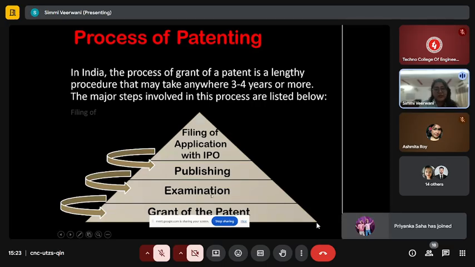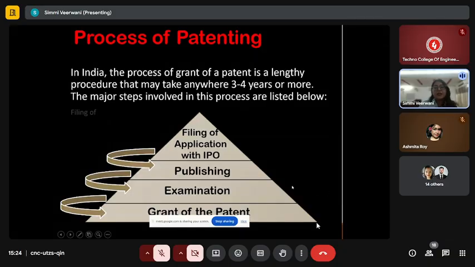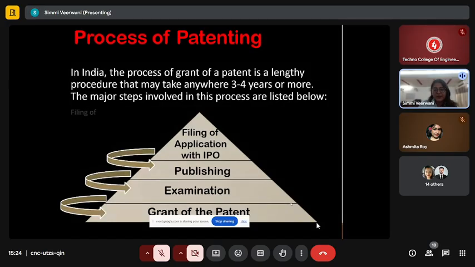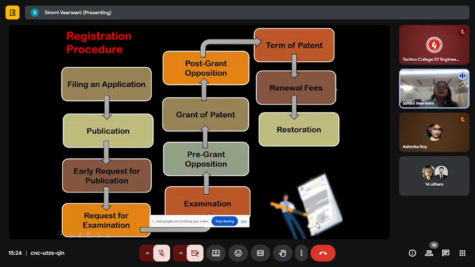The first is the filing of the application with the IPO, that is Indian Patent Office. Then the application goes for publishing, that is published in the patent journal. Then the application goes for the examination. If the examiner and the controller find the application according to the standards of the patent office, then the application is granted. Registration process first starts with the filing of the application.